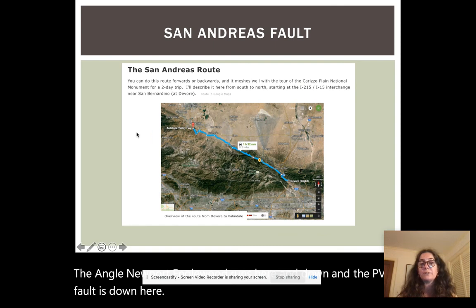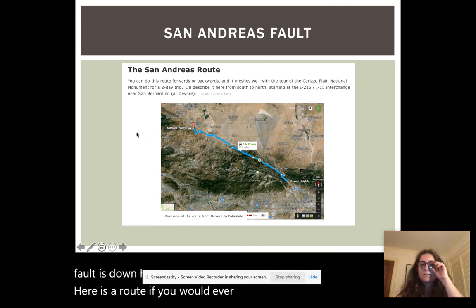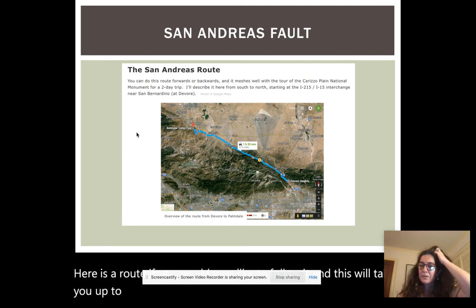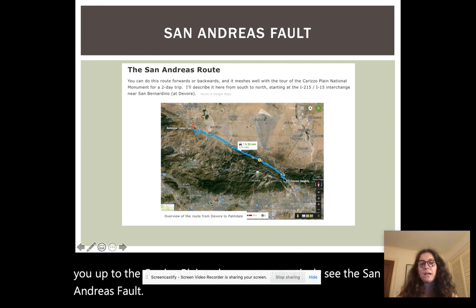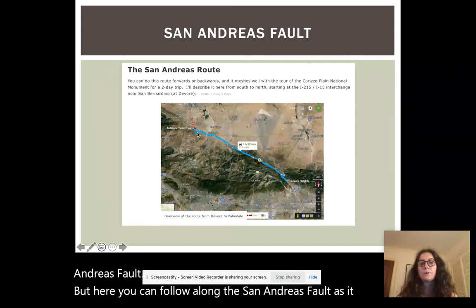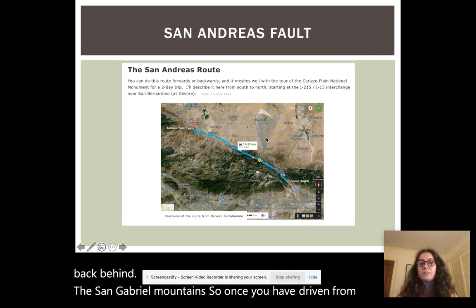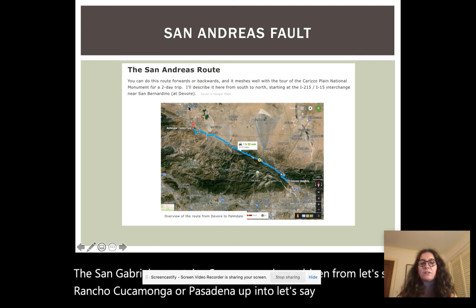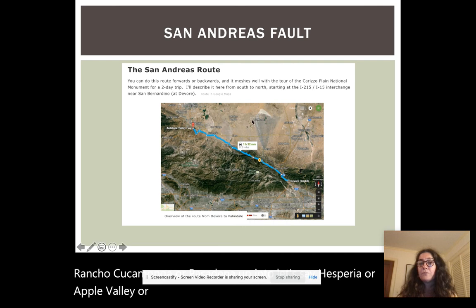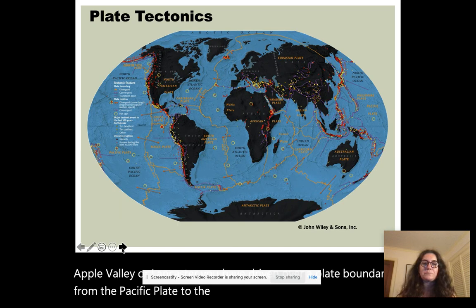Here is actually a route if you would ever like to follow it, and this will take you up to the Carrizo Plain where you can actively see the San Andreas Fault. But here you can follow along the San Andreas Fault as it travels back behind the San Gabriel Mountains. So once you have driven from, let's say, Rancho Cucamonga or Pasadena up into, let's say, Hesperia or Apple Valley or Lancaster, you have driven over a plate boundary from the Pacific Plate to the North American Plate.